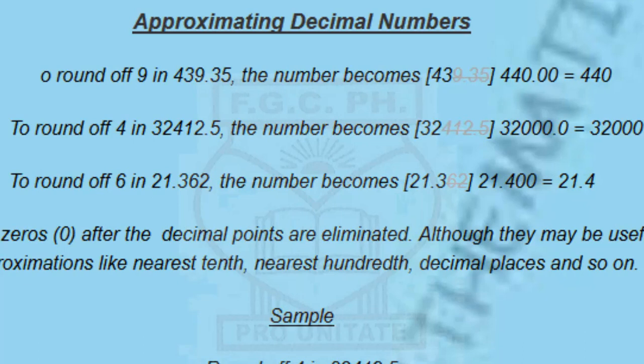To round off 6 in 21.362, you just knock off 6 and 2, being the required digit and the digits after it. Then you get 21.400. So here again, the zeros are knocked off. Just a lesson, you know.